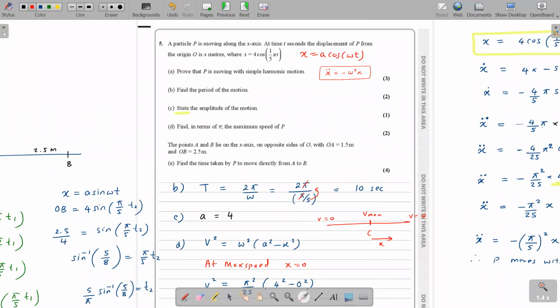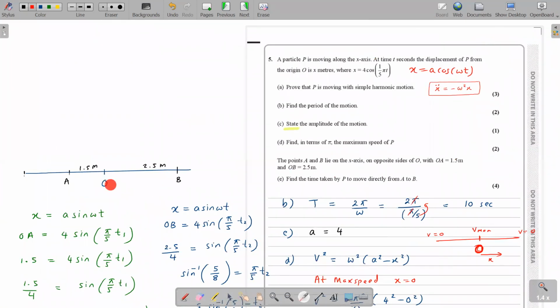They say the last part, 4 marks. The points A and B lie on the x-axis on opposite sides of O. Opposite sides of O means O is actually the center of oscillation. This should be O, because the simple harmonic motion is happening about O, the origin.